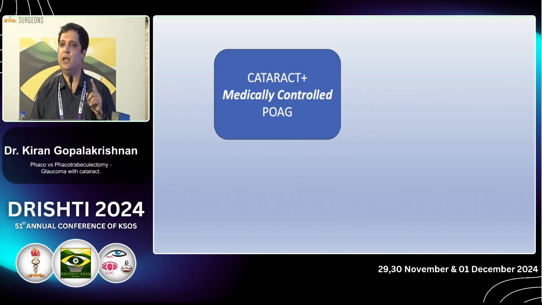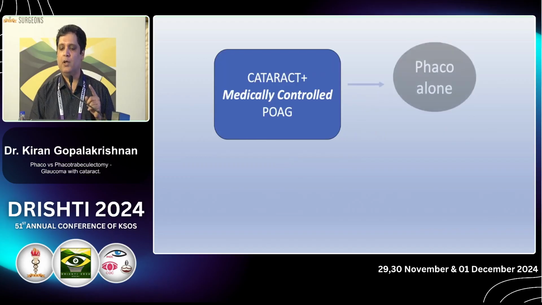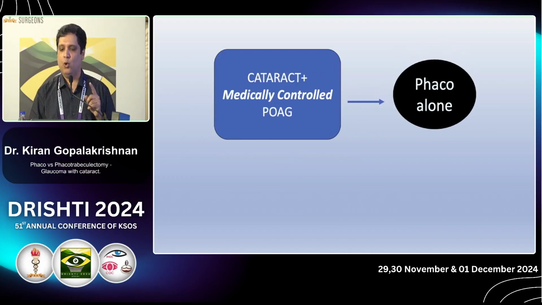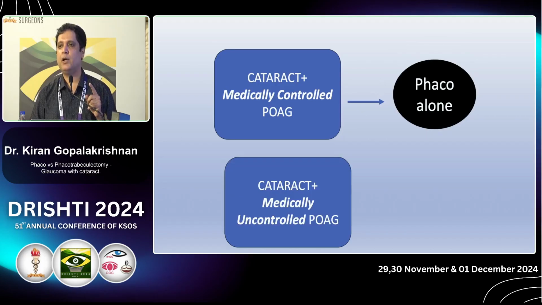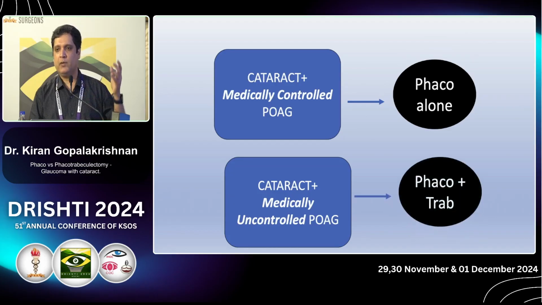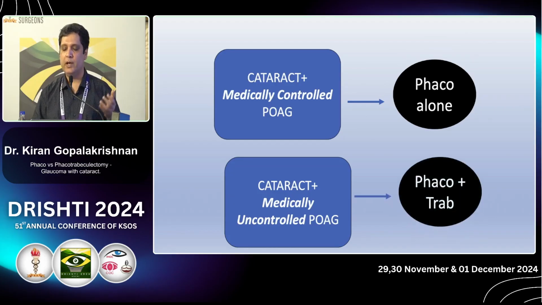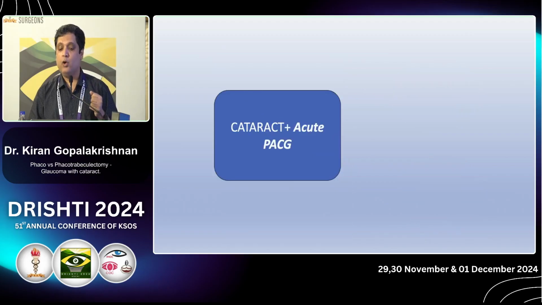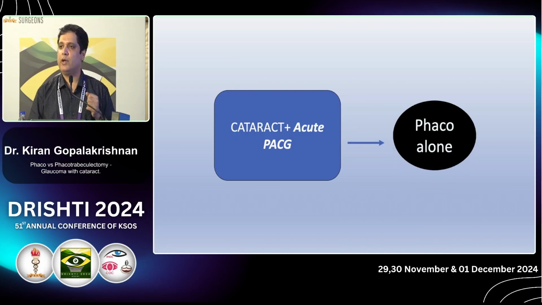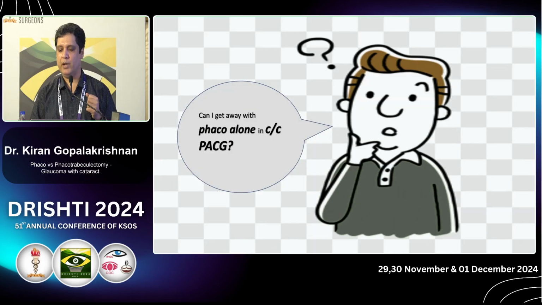If you have a medically controlled open angle glaucoma, you simply go and do a phaco alone. If you do not have a medically controlled open angle glaucoma along with cataract, you will have to combine phaco with some IOP lowering procedure, whether it is trab or more minimally invasive angle-based procedures, we can think about it. And in acute primary angle closure glaucoma with cataract, simply do a phaco alone. That is going to treat the condition more often than not. You will very rarely require a subsequent trabeculectomy.